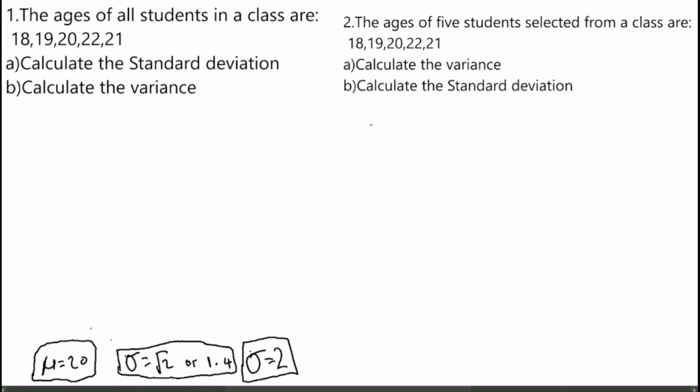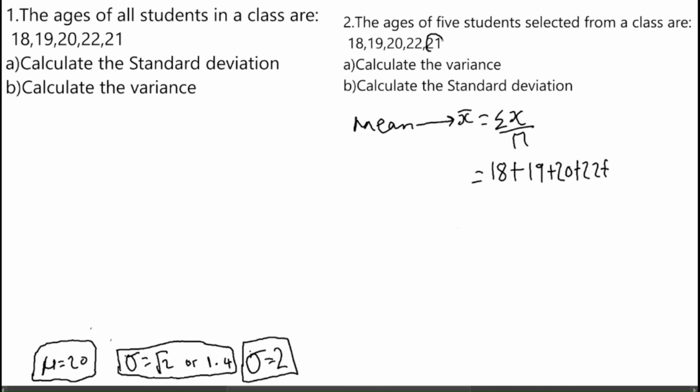So to calculate the variance, we are going to need the mean. Basically, the mean x bar is equal to the summation of x divided by n. I believe we are all very familiar with this formula. The first x here is 18, so we're gonna have 18. The next data is 19. The next is 20 plus next is 22. And the last data we have here is 21 divided by n.